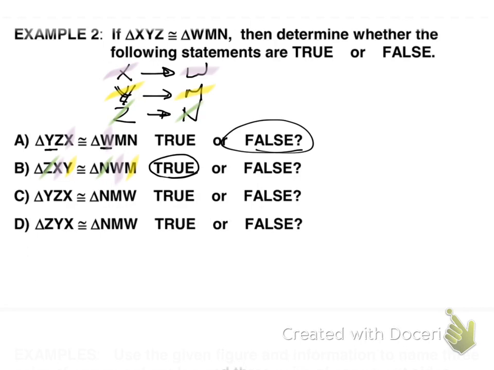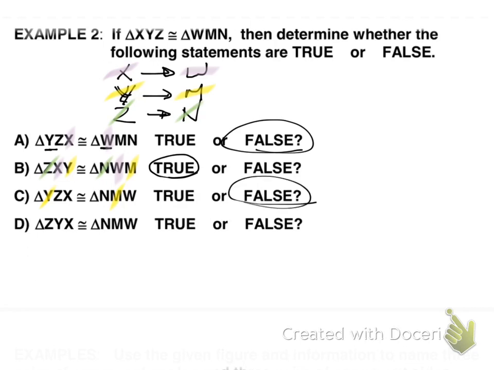C, Y, Z, X, N, M, W. Again, we can use our highlighters. We have Y should be with M. Well, they're not in the same spot, so they're not congruent triangles. So the answer is false.